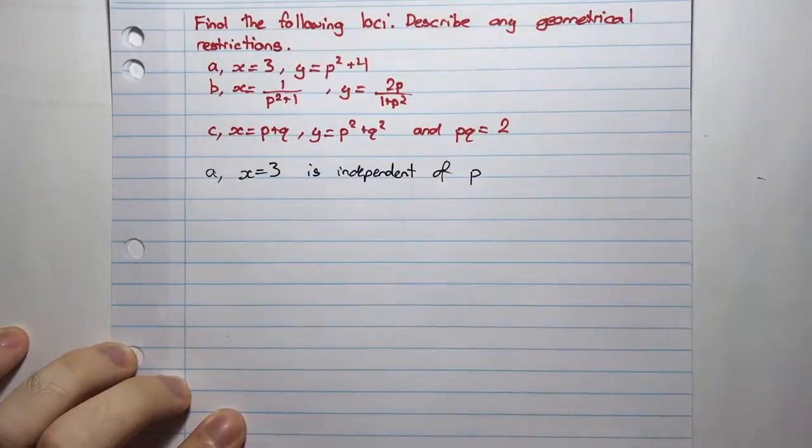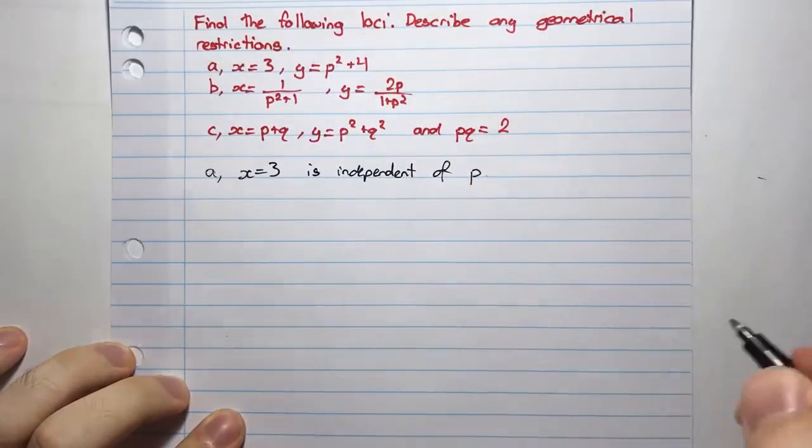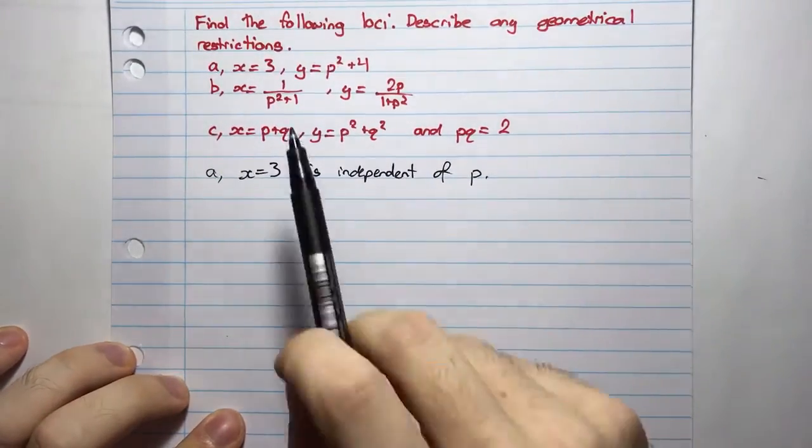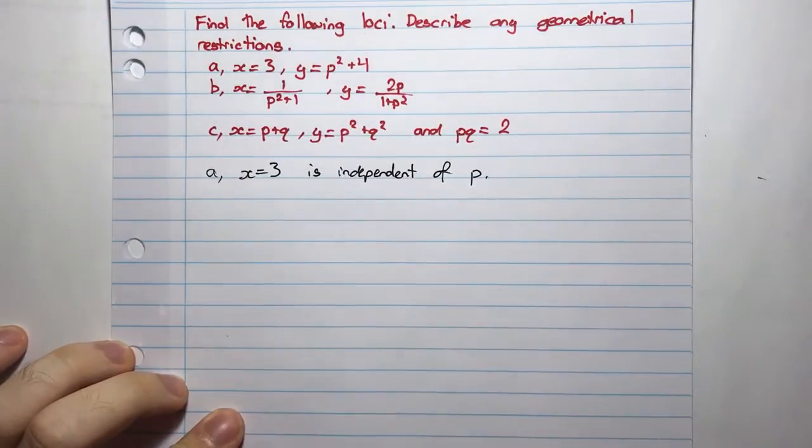So whatever value of p I put in, I'm always going to have x equals 3. So therefore x equals 3 is going to be my locus here. However, that's not the whole story in this case. If we look at the y condition, we have that y equals p squared plus 4.